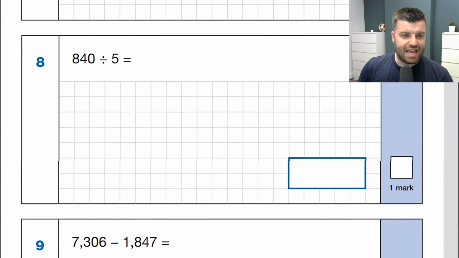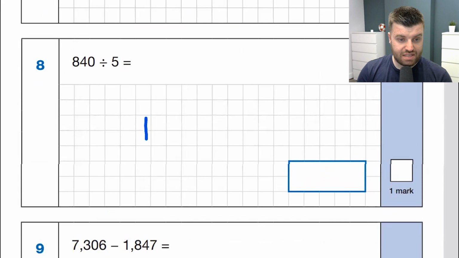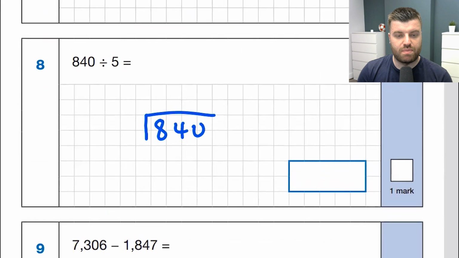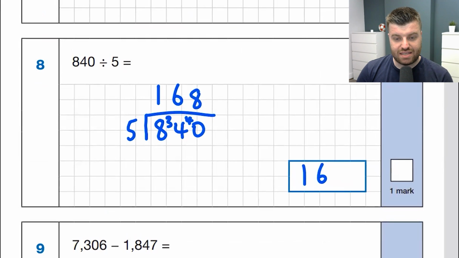Question 8. 840 divided by 5. Now this is one we would just whack into a bus stop just to divide by 5 and make sure we get this right. 1, 5 and 8 with 3 left over. 5s into 34 goes 6 times with 4 remaining, and then 5s into 40 is 8. The answer is 168.